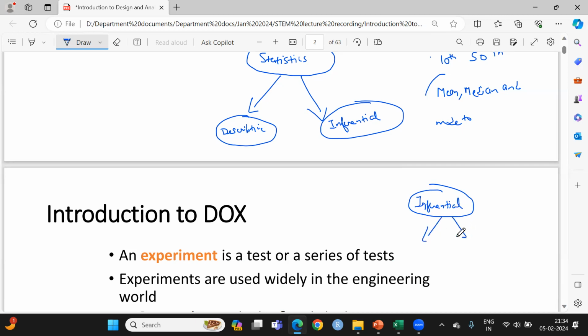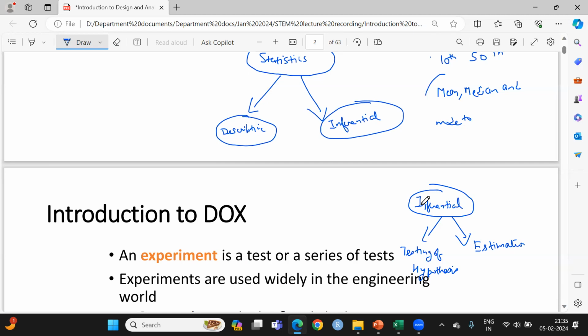into testing a hypothesis and estimation. So now there are two ways. Using those ways, you can extract the information from the sample and generalize it to the whole population.